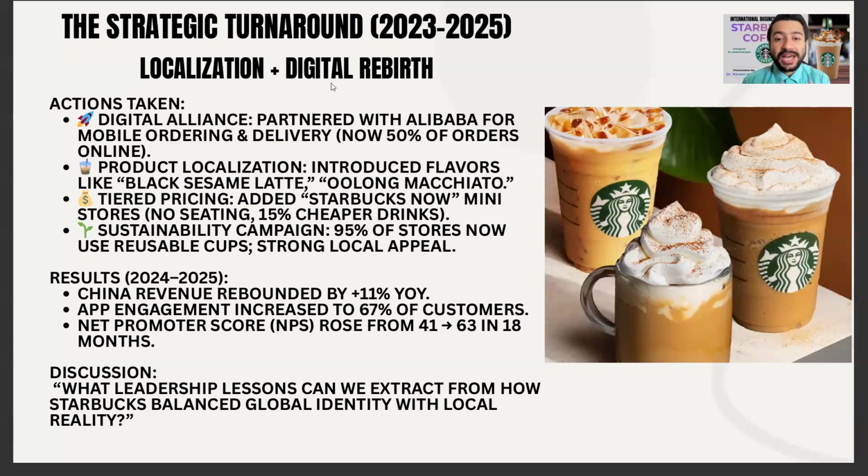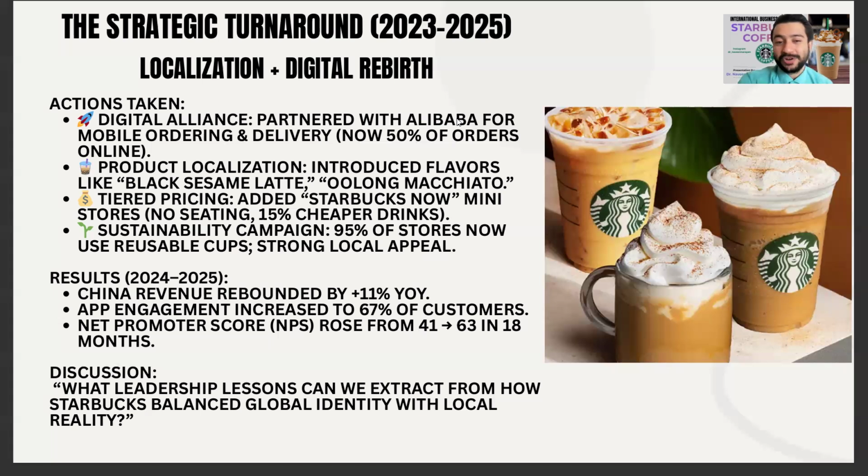Now what did they form? They formed a digital alliance with Alibaba. Alibaba is one of the biggest companies, you might know already, right? So now 50% of all the Starbucks orders in China started coming through online, through this Alibaba, right?